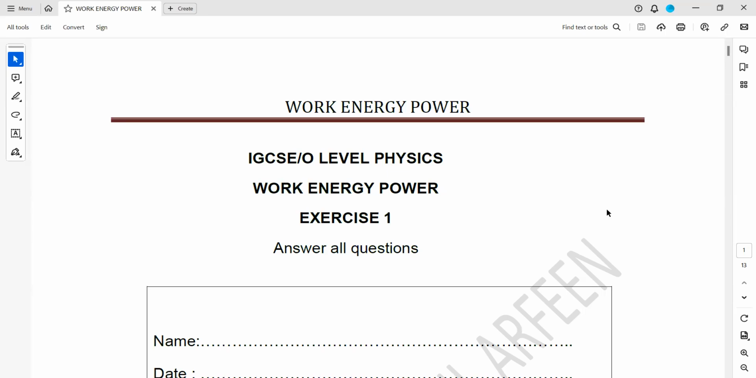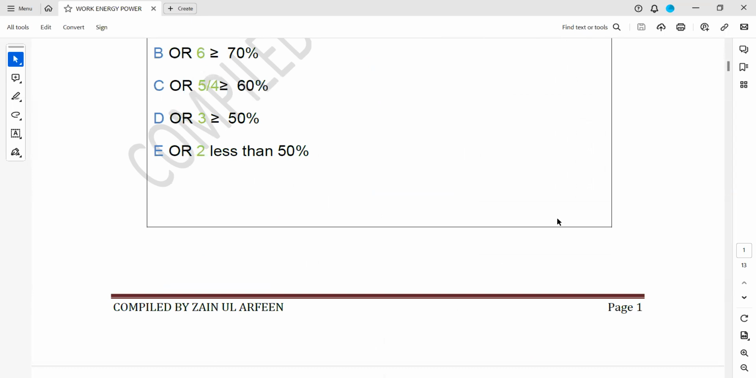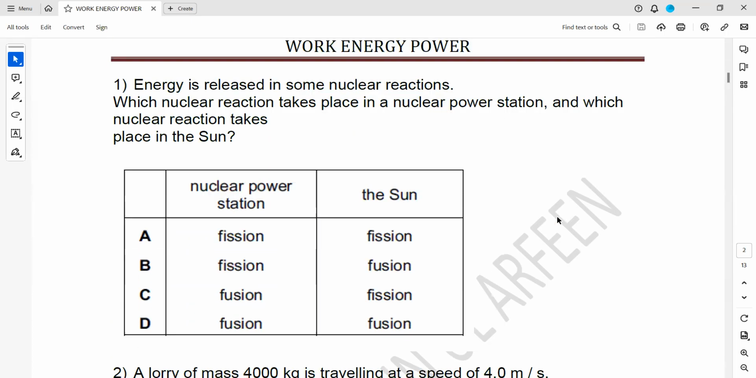So this exercise is related to work, energy, and power. I have given you exercise 2 as a homework this week. Exercise 1 is all about MCQs, multiple choice questions. I will discuss each question, but you can also use the chat to answer.